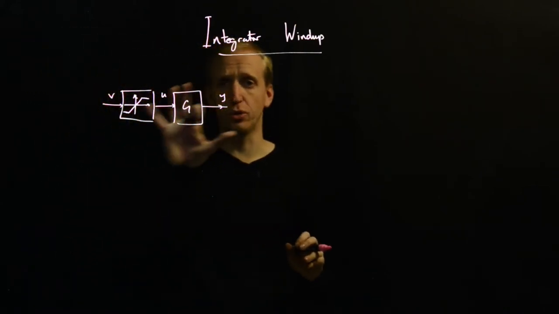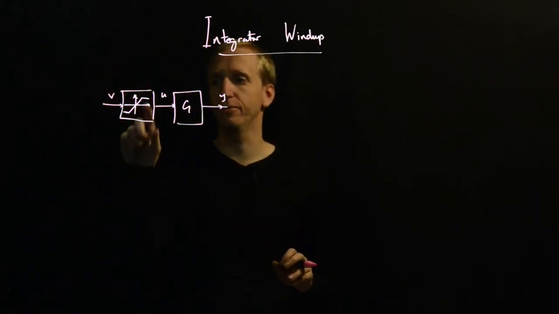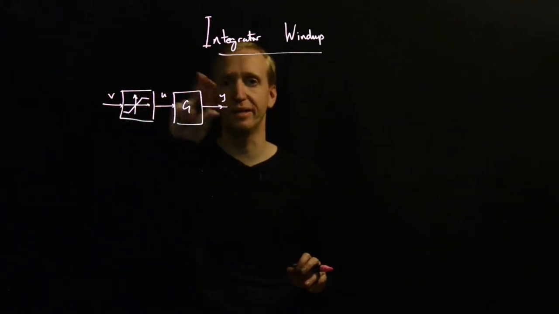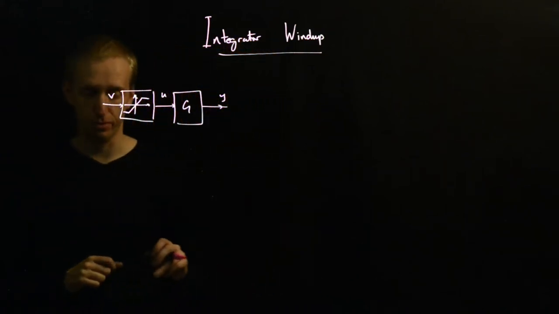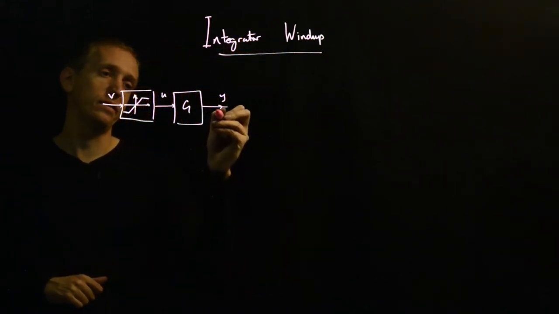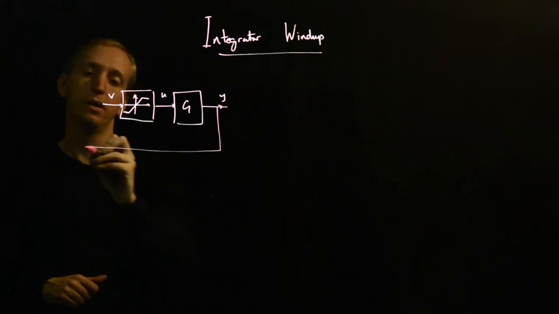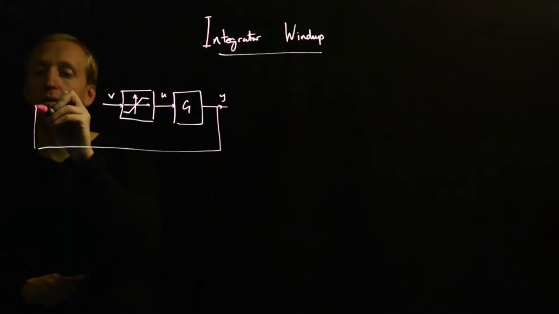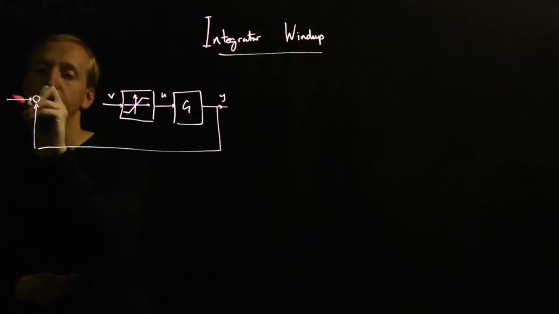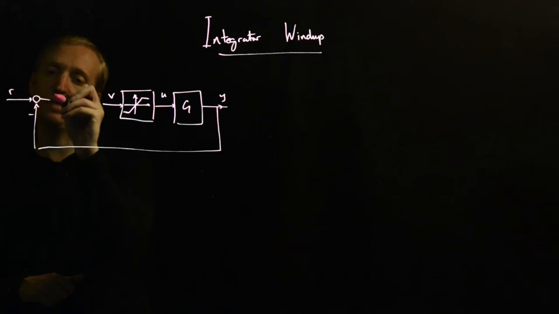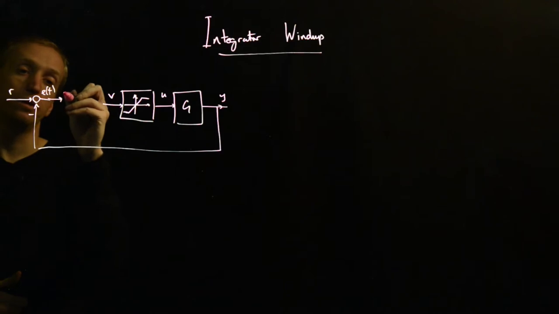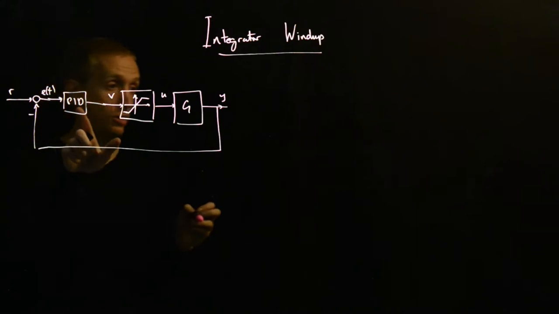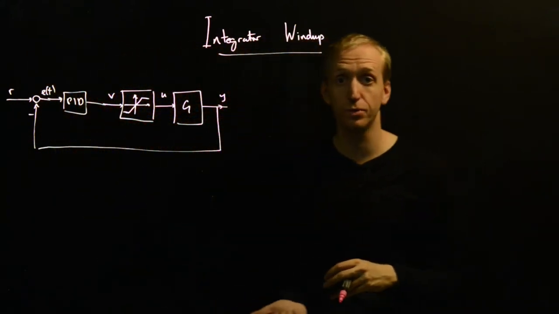So we're really talking about trying to control this system here, where we have some saturation on the inputs that we can apply, and then some other dynamics describing our process. So what can happen here? Well, if we take a typical control architecture, we have our reference signal here, we have a negative feedback, we have an error here, and we feed this into our, say, PID controller. And integral action, as you've seen before, is an extremely useful tool.